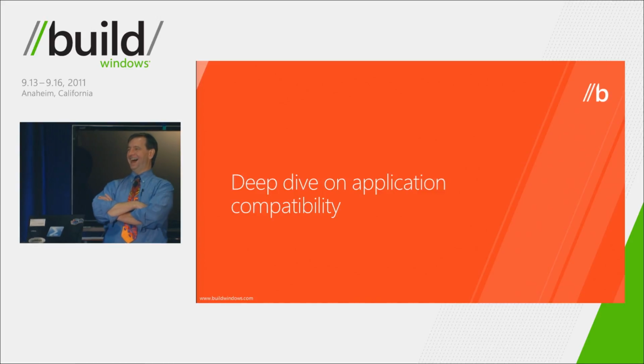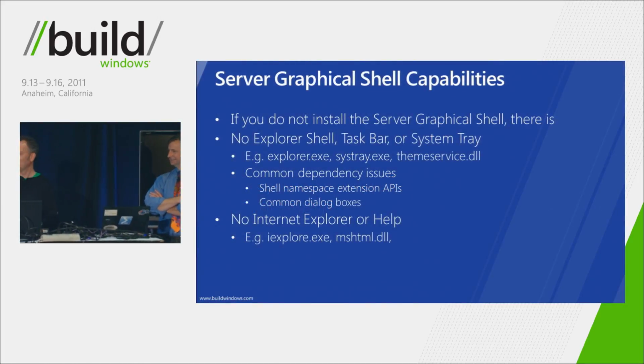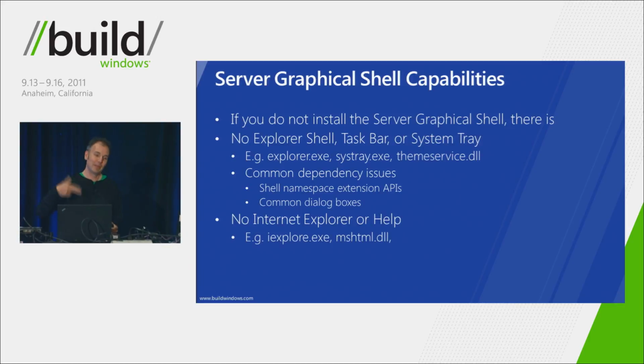It doesn't like that. So the next few slides talk about some of the issues we commonly found. If you don't have the shell installed, you don't have Explorer, the system tray, the taskbar and things like that. The common issues there were around shell namespace extension APIs. If you're using a namespace to display data or calling into a control panel implemented as a namespace, that does not work, and neither do common dialog boxes. Then Internet Explorer was really more about checking the version, as well as help, because help requires MS HTML, which would be gone with Internet Explorer uninstalled.